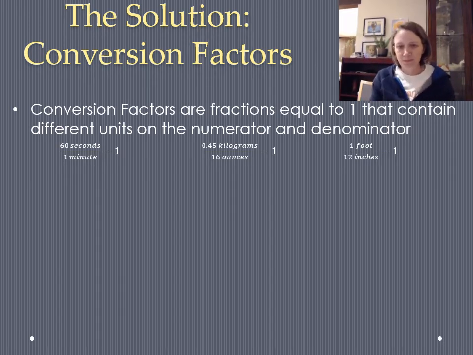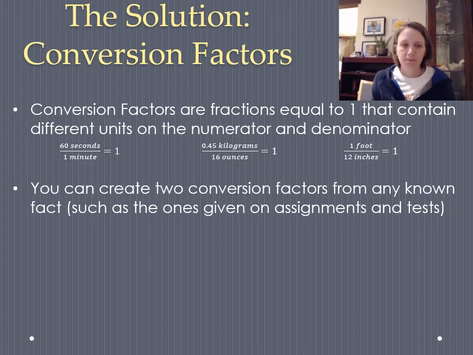but you could look that up in Google or other places. And then the one we used in the last slide, which is 1 foot over 12 inches, is also equal to 1 as well. So these are all examples of conversion factors. They're fractions equal to 1 that have a different unit on the top and on the bottom. Whenever you have a fact that you know, an equivalency, or two things that are equal to each other, such as the ones given above, you can always create 2 different conversion factors from any single fact.